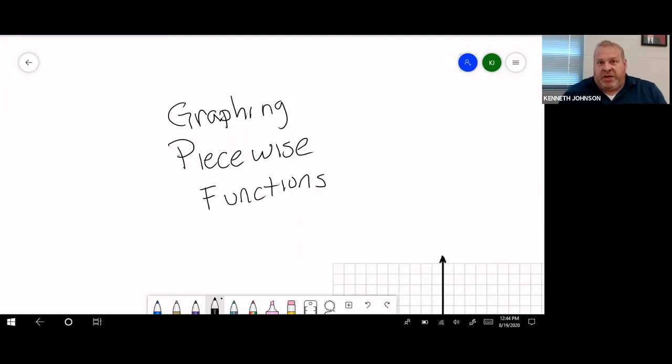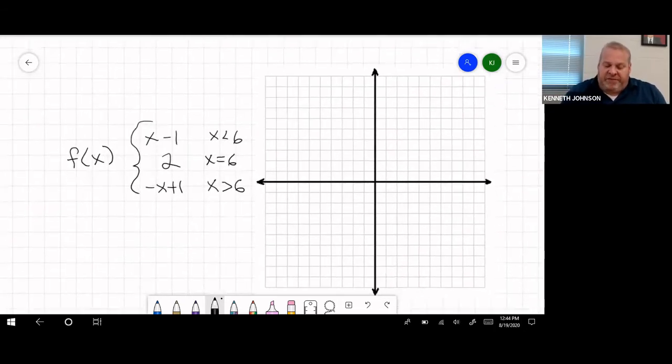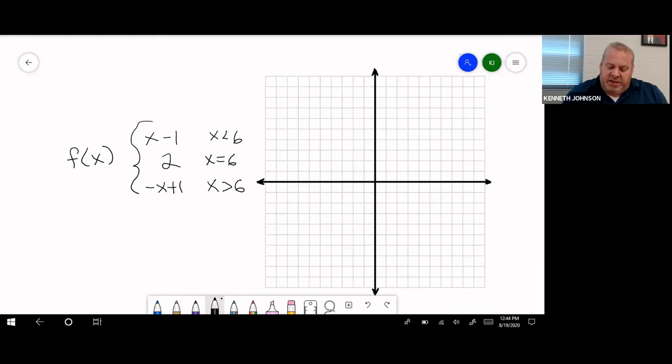In this video, we're going to talk about graphing piecewise functions. Piecewise functions are functions that have been stitched together and given some restrictions. For example, this is a piecewise function. And what this is saying is that if x is less than 6, use this top function. If x equals 6, I want you to use this one. If x is greater than 6, I want you to use this one.